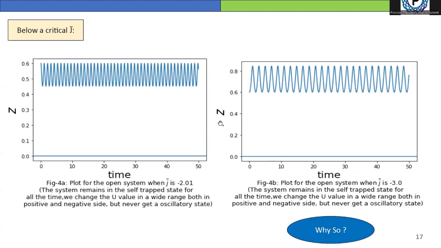Now the main interesting thing is that when we put J tilde below a critical J tilde, then we get the number difference always in a self-trapped state. It means whatever the value of U, we are always getting Z as self-trapped. But why is this occurring? It was an interesting thing to observe. Now we will try to explain this.